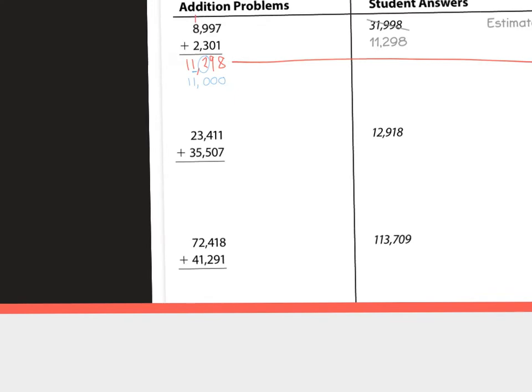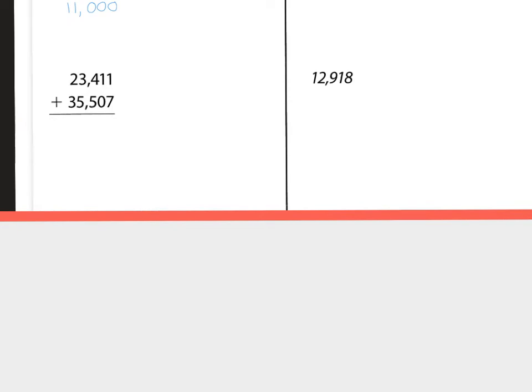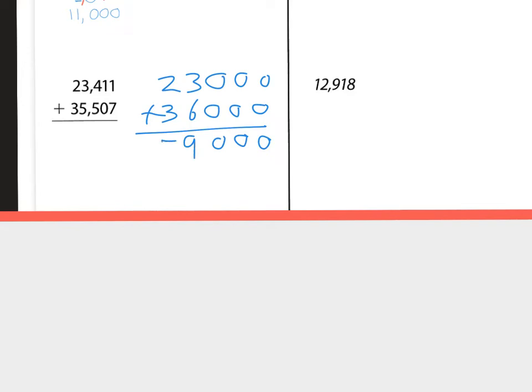All right, let's check out number 2. 23,411 rounded to the nearest thousands place would be 23,000. And then 35,507 rounded to the nearest thousands place would be 36,000. Add those together. 0, 0, 0. My thousands place would be 9. My 10,000s place would be 5. 59,000 is nowhere close to 12,918. So let's use that standard algorithm to work it out and see if we're close.